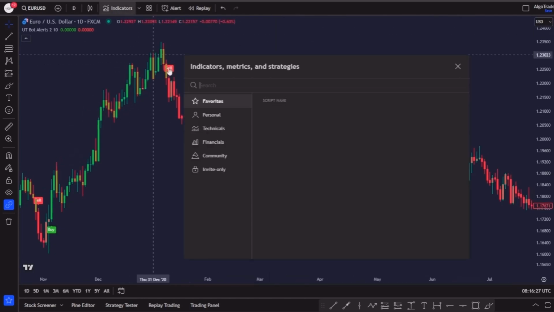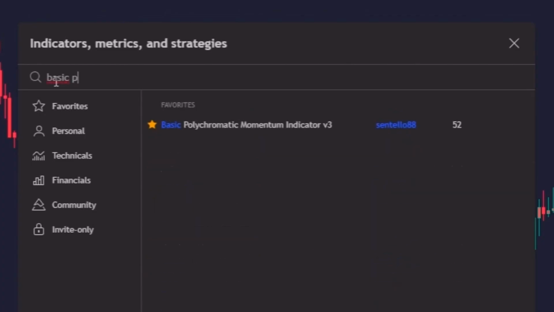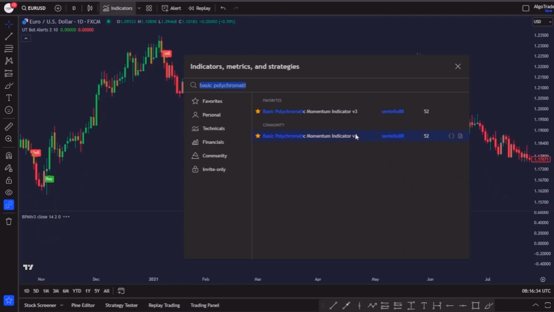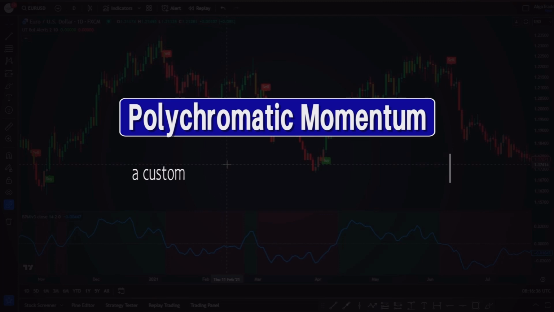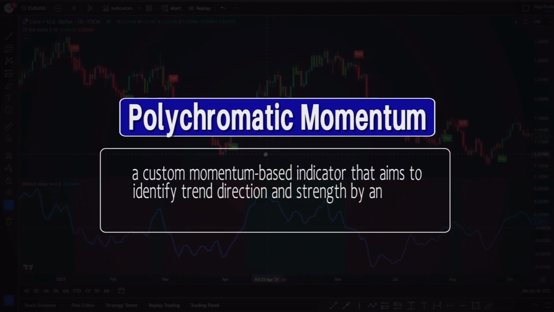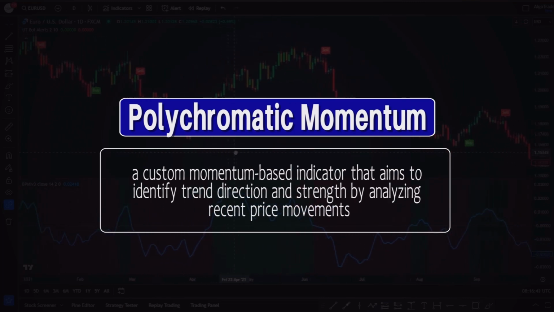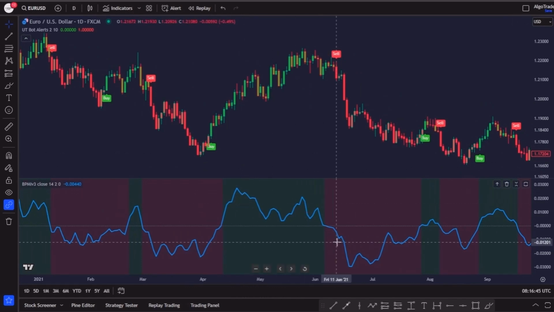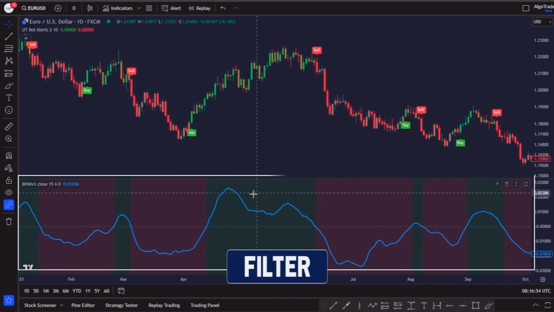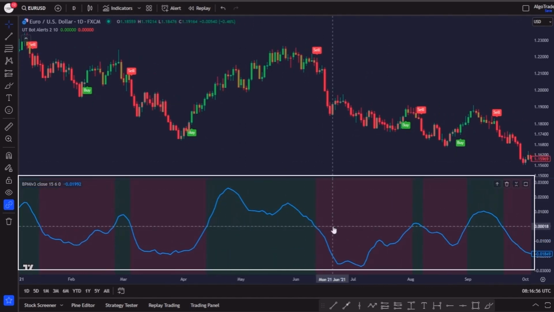Now, let's go back to the Indicators tab and search for the Polychromatic Momentum, this one here. The Polychromatic Momentum is a custom momentum-based indicator that aims to identify trend direction and strength by analyzing recent price movements, spotting bullish or bearish conditions in the market. For the settings, I will use 15 for the length and 6 for the smoothing. This oscillator is the filter for this strategy, which means that it cleans fake signals from the UT Bot indicator.